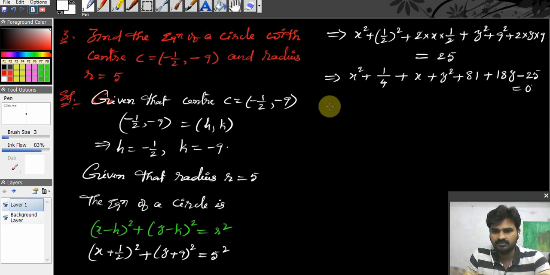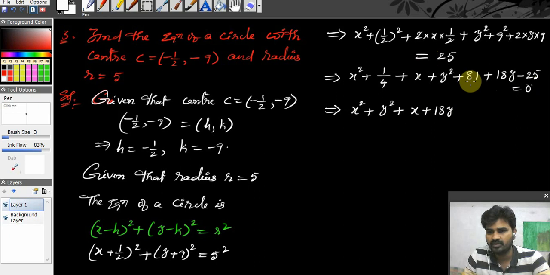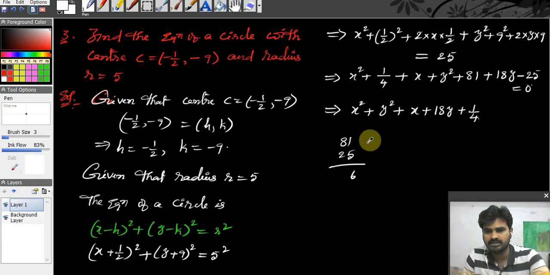Next, we have to arrange here. First the x square term, next the y square term, next the x term, next the y term. Next, what will be the constants here? 1 by 4 is there, plus 1 by 4. Next, plus 81 minus 25. How much will you get? 56. Okay, plus 56 is equal to 0.